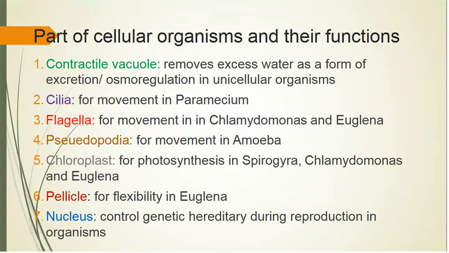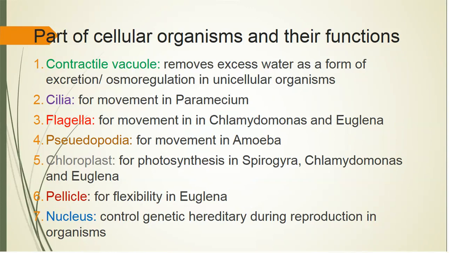Parts of cellular organisms and their functions. Number 1 is the contractile vacuole. The function of the contractile vacuole is that it helps to remove excess water as a form of excretion or osmoregulation in unicellular organisms such as amoeba, euglena, and so on. 2. The cilia. The cilia is found in paramecium and it is used for movement. 3. Flagella. Flagella is for movement in chlamydomonas and euglena. 4. Pseudopodia. Pseudopodia is for movement in amoeba.